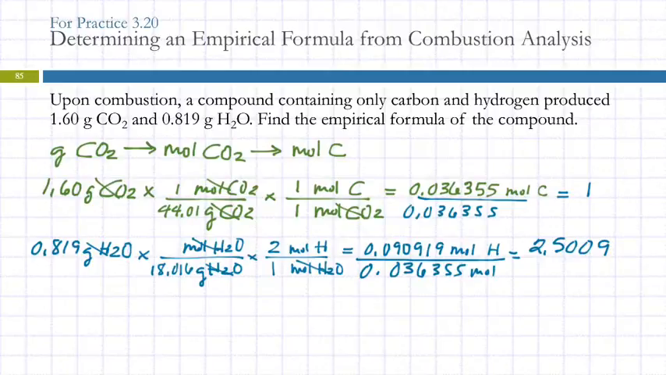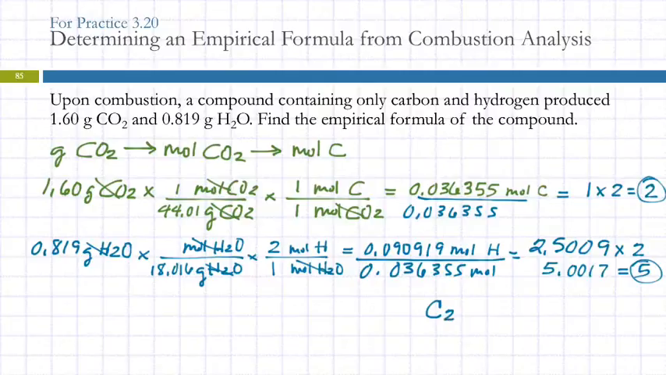This is one place where trial and error works pretty well. Try multiplying by 2, see what happens. 5.0017. Can I round that to a whole number? Sure. So that's 5. If I multiply the hydrogen ratio by 2, I have to multiply the carbon ratio by 2 also. And that gives me the number 2.